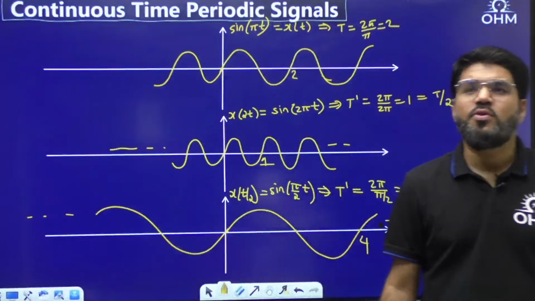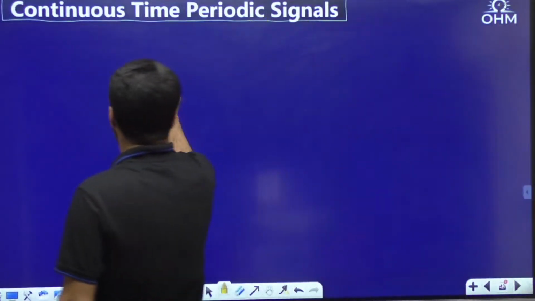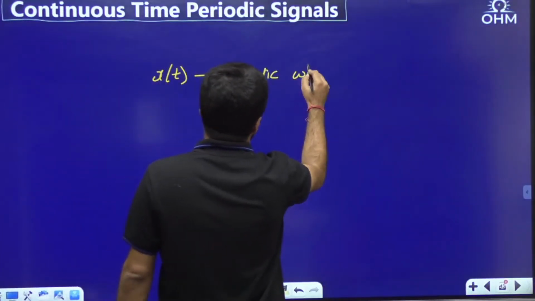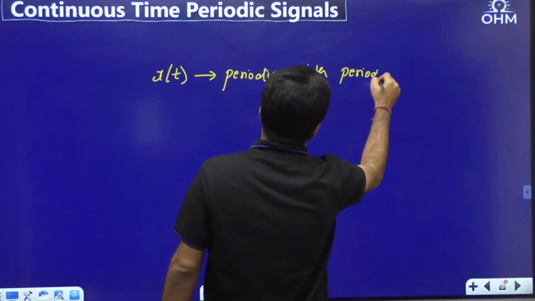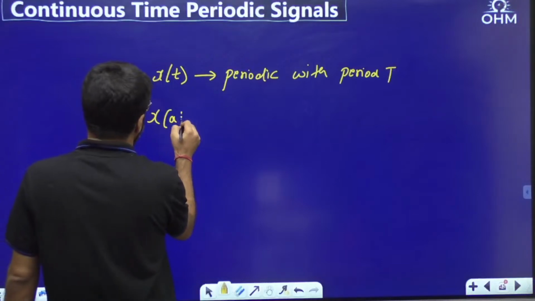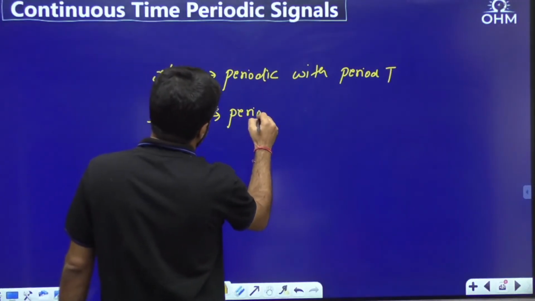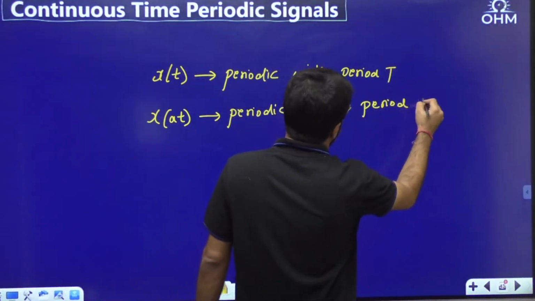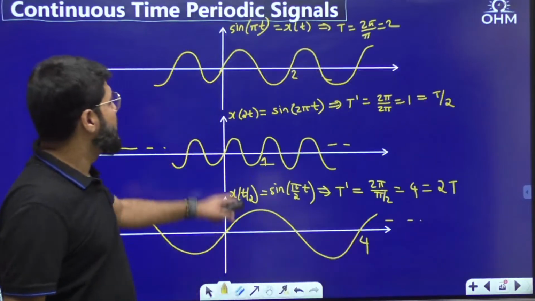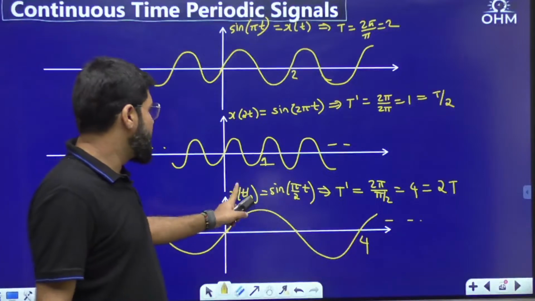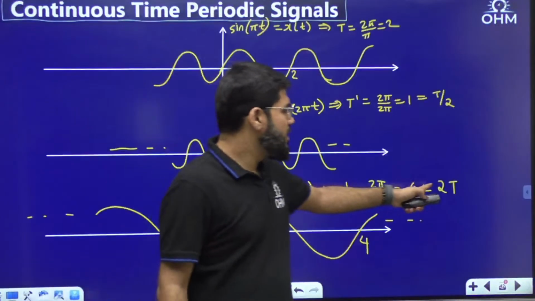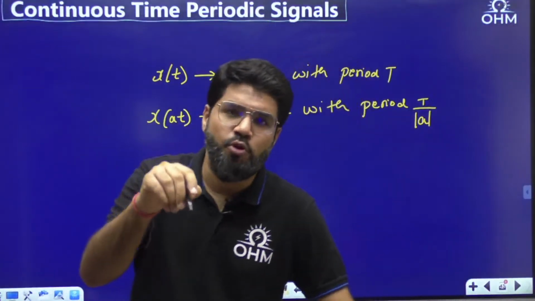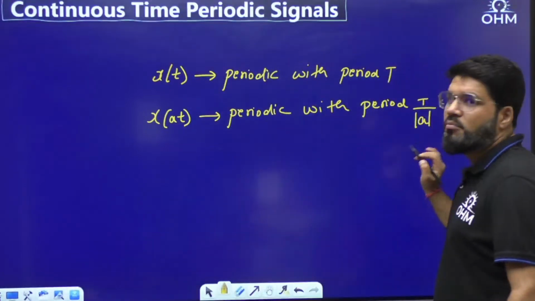Okay, so whenever you compress or expand a signal, I can simply put that if xt is periodic with the period t, then x of at is also periodic, with the period t by a actually. If it is half of t, so t upon half, it will become 2t. So t upon a, yeah, t upon mod a. Sometimes a may be negative, that represents time folding, that will not affect the period. So t upon mod a.